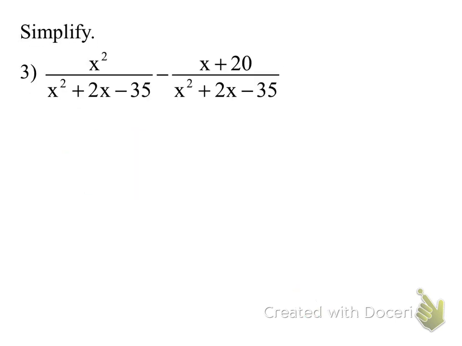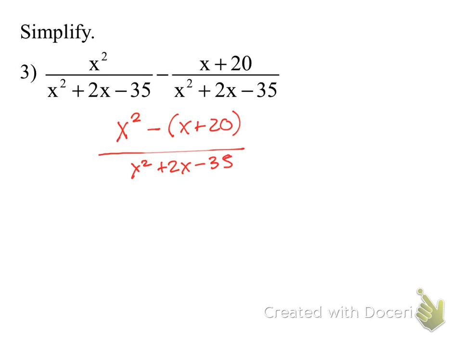Okay, two more. You want to try this one? Go. Pause the recording. Okay, the new numerator is going to be x squared minus x plus 20 all over x squared plus 2x minus 35. Did anybody make any mistakes at this level?